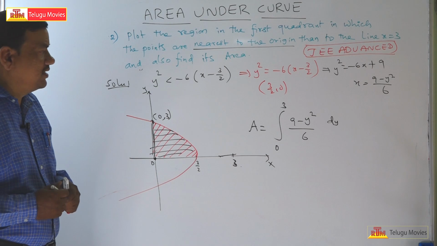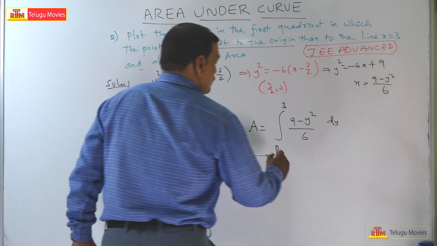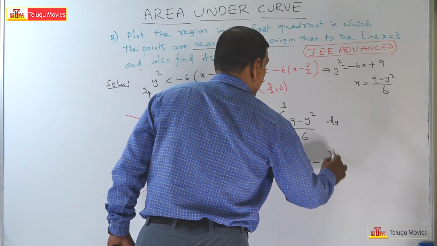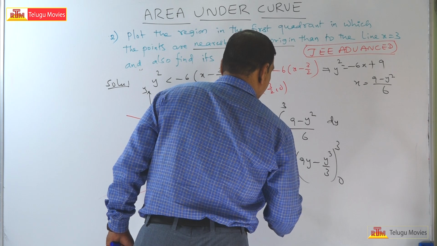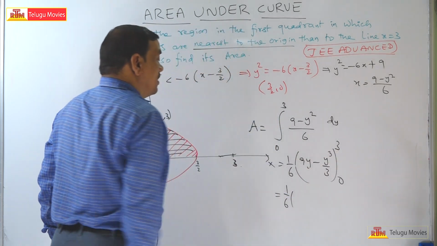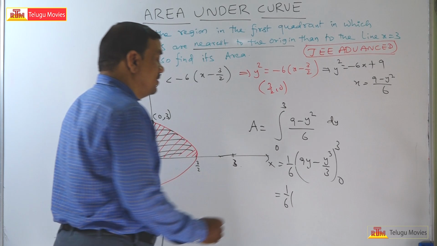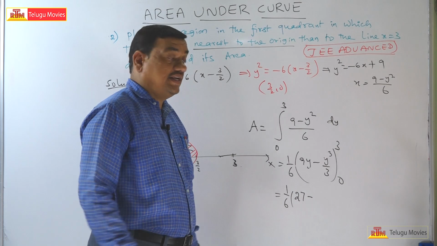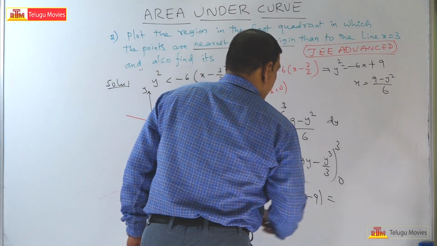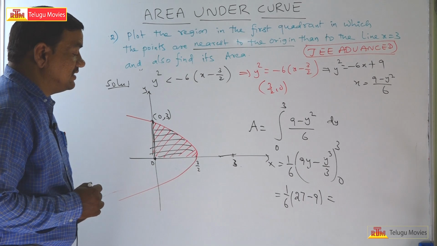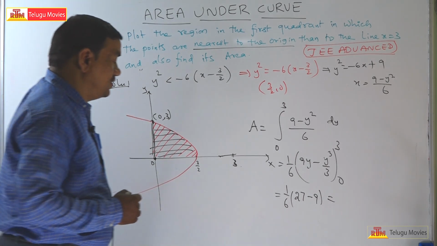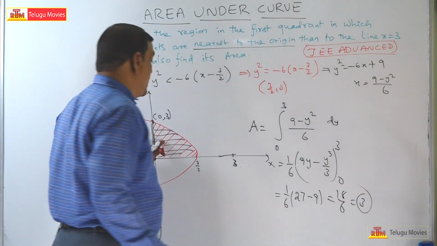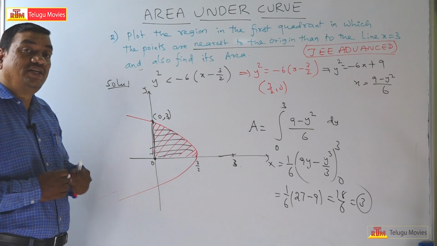Now it is a direct calculation. Take 1 by 6 outside. So this is 9y minus y cube by 3, upper limit, lower limit. 1 by 6 into, see here, 9 3s are 27, so 27 minus 27 by 3, which is 9. Anyhow, the lower limit is 0. So 27 minus 9 is 18. 18 by 6 is equal to 3. So the area of this region is 3 square units.